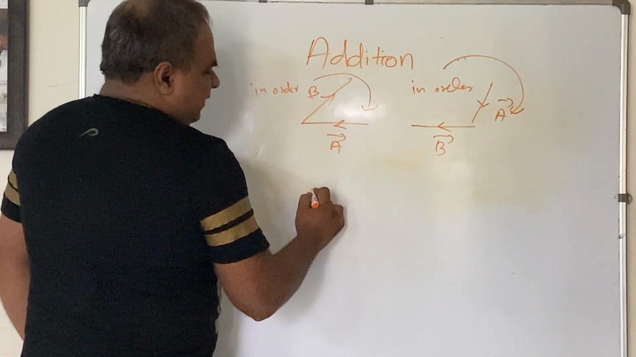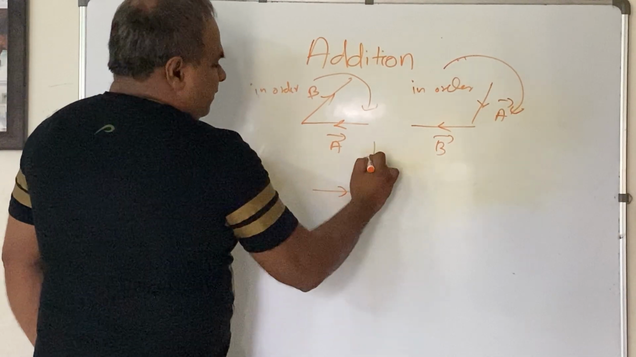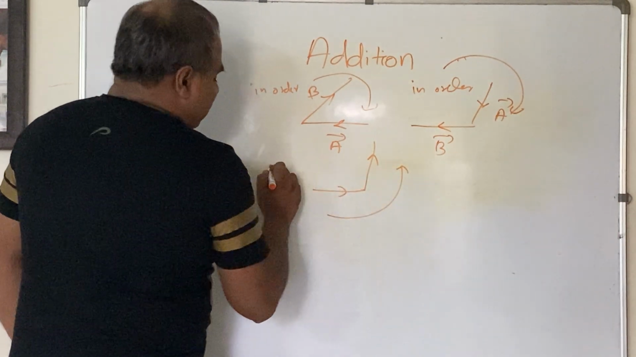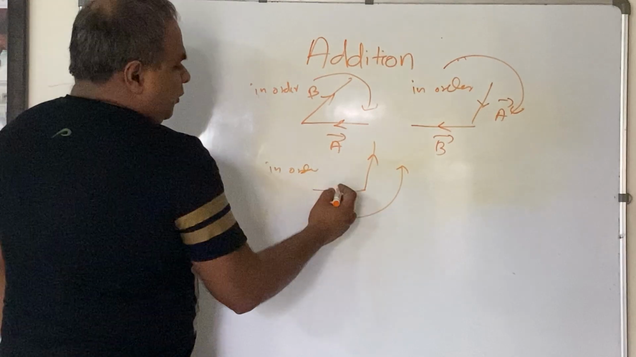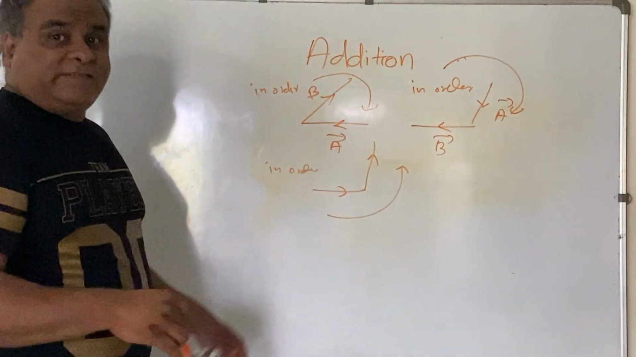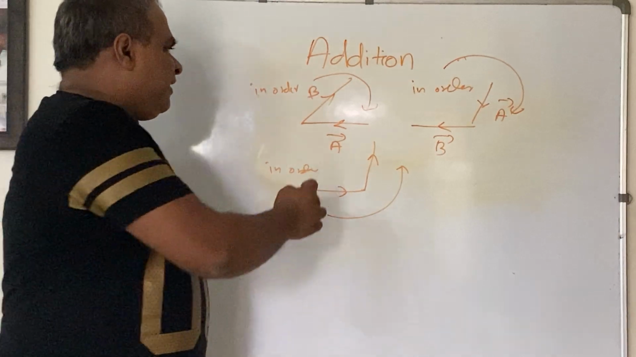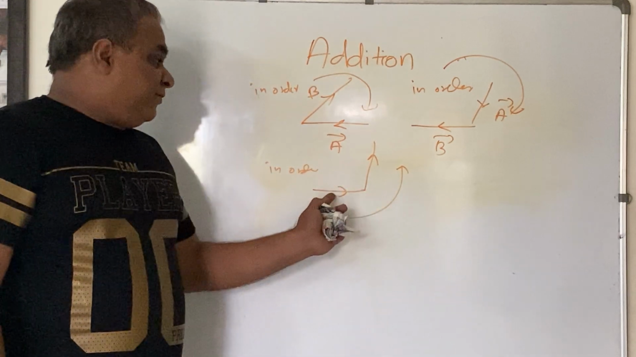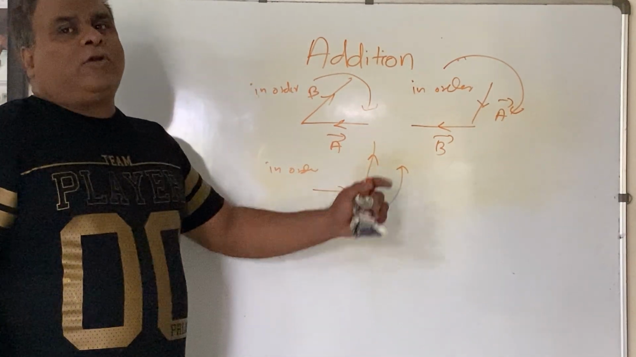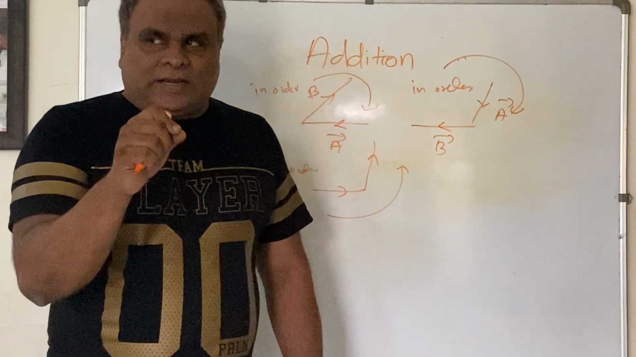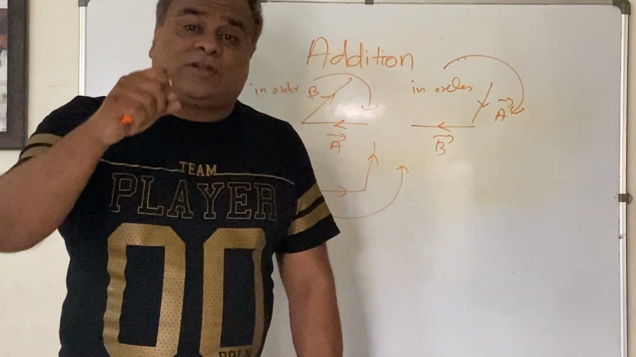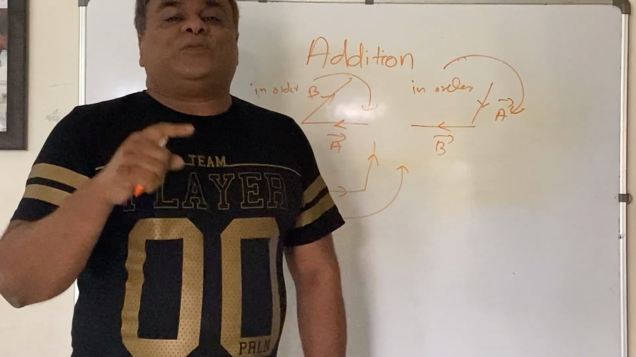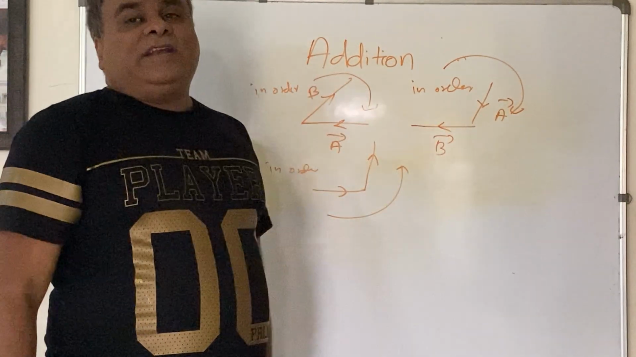Now if it is like this, this is anti-clockwise, right? That's also in order, because both the vectors are in anti-clockwise. So these three pairs of vectors are in order. Here these two vectors are anti-clockwise. The point is, if one vector is anti-clockwise, the other vector also must be anti-clockwise. If one vector is clockwise, the other vector also must be clockwise. Then the vectors are in order.